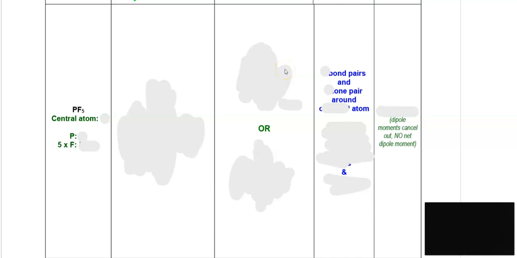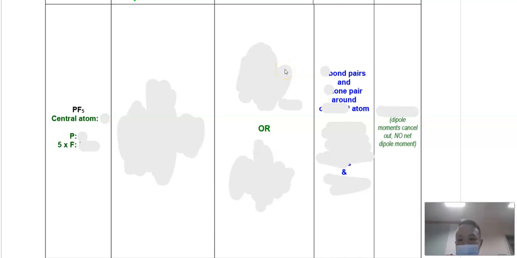Okay, moving on to question 5. Again, PF5, the next example after COCl2. So we repeat the same process. We determine what's the central atom first. In this case, phosphorus is the central atom because phosphorus is the first element in the molecular formula. Alright, and then it's also the least electronegative.